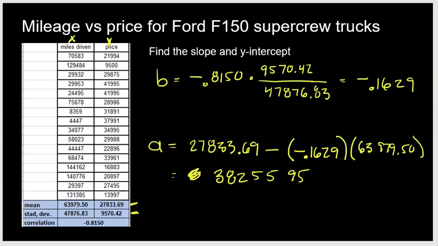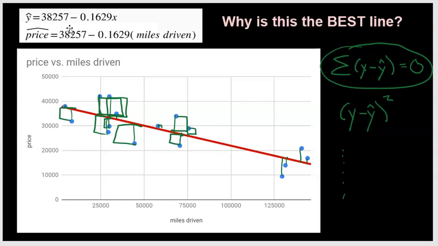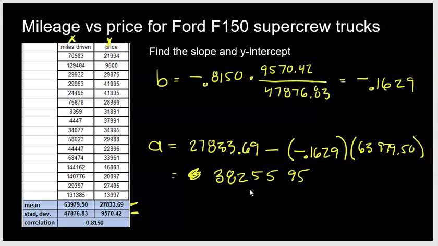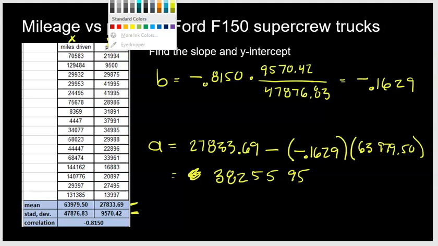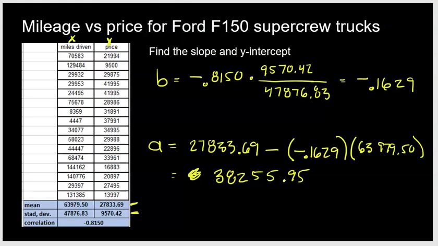Let's go back all the way up to where I first introduced the truck problem. And notice the equation right here, right? The equation did have the slope of 0.1629, as I just solved for. And then it has the y-intercept of 38,257. Now, that is a little bit different than what I got, but not by much. I mean, just barely, right? Off by a little bit. I got 38,250. Technically, if you would round that up, it'd be 38,256.